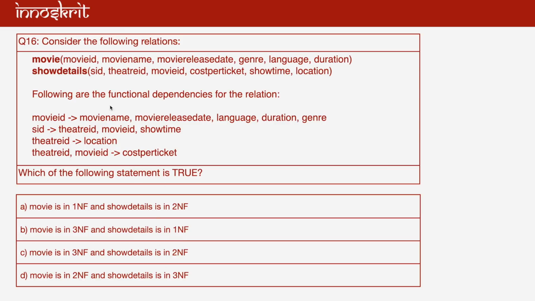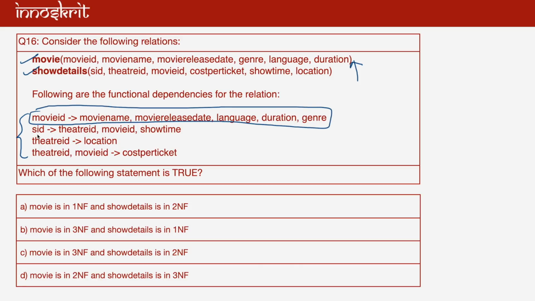So this particular question is saying that we have two movie and show details. We have two relational schemas, and for these two relational schemas, we are given some functional dependencies. Now see, for this particular relation, we are given only one functional dependency, movie ID. If you find out the movie ID attribute closure, this is actually finding all the other attributes. This is finding movie ID itself, this is finding movie name, movie release date, genre, language, and duration.